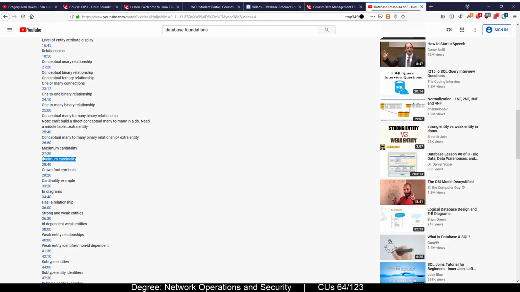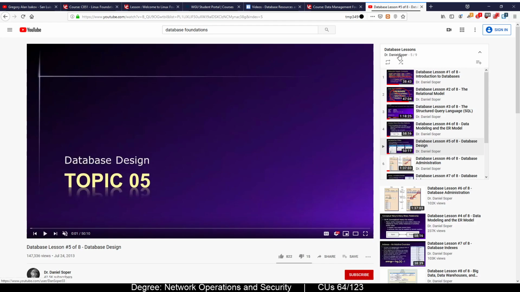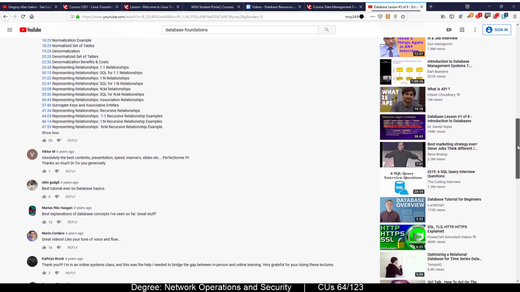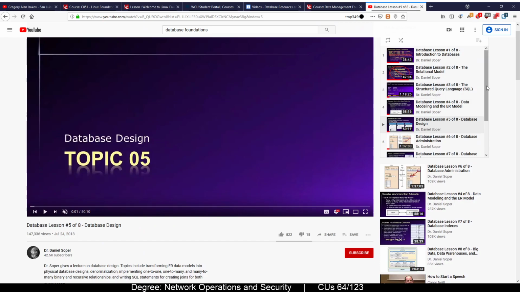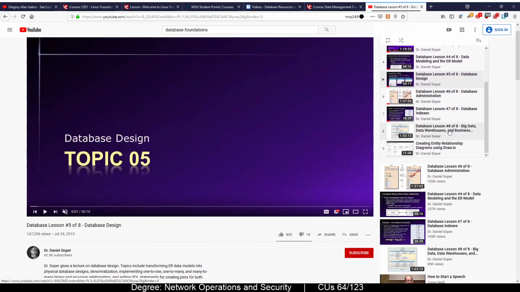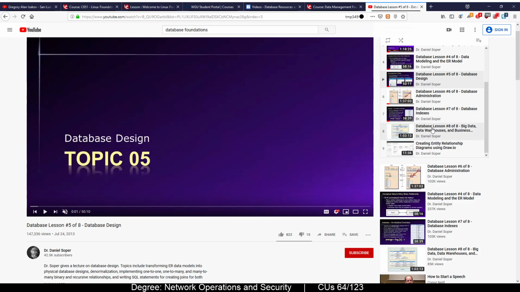Maximum and minimum cardinality: they have about 6 questions on the OA about this. Database design: how to label your tables and columns, and denormalization. They probably had 2 questions on this. N:M, one to many, many to many, one to one. And then he also has a section for business intelligence, which is chapter 7, which they asked about 7 questions on. So I would recommend watching that video as well.